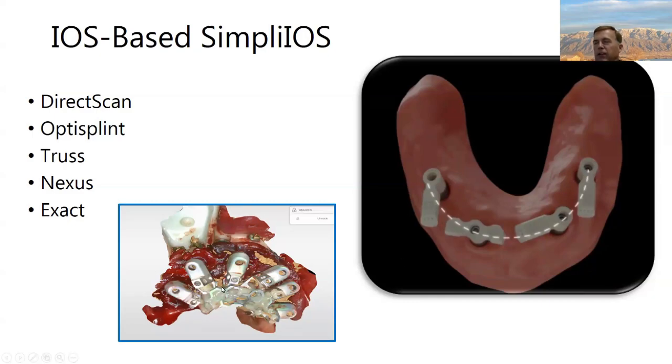Truss, OptiSplint, and Exact all require a greater or lesser degree of splinting, and Truss and OptiSplint create a physical model. If you're doing a case where you need to bond tie bases or something like that, this can be a benefit. But I think more and more people are wanting to just do pure digital workflows. So in our company, we're finding the pure digital ones are the more popular.